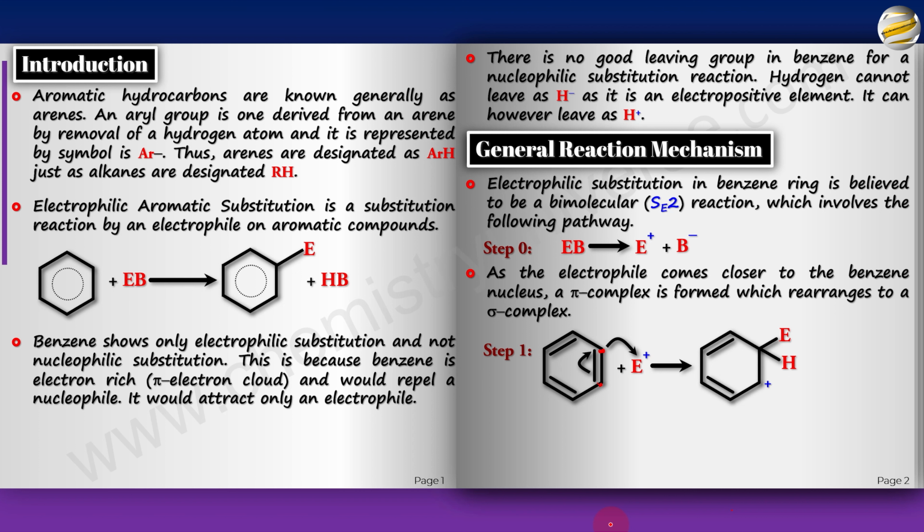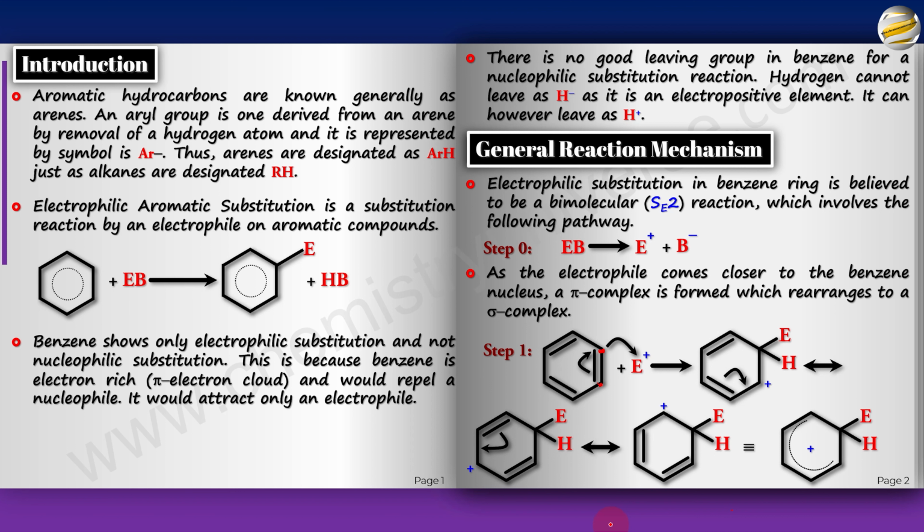And this will undergo resonance, and typically you will have 3 resonating structures, and the actual one would obviously be the hybrid. This would be the hybrid. So this is step 1. Electrophile coming in, forming a pi complex initially, it's getting attracted to the pi electrons, and then forming a sigma complex by the breakage of a pi bond.